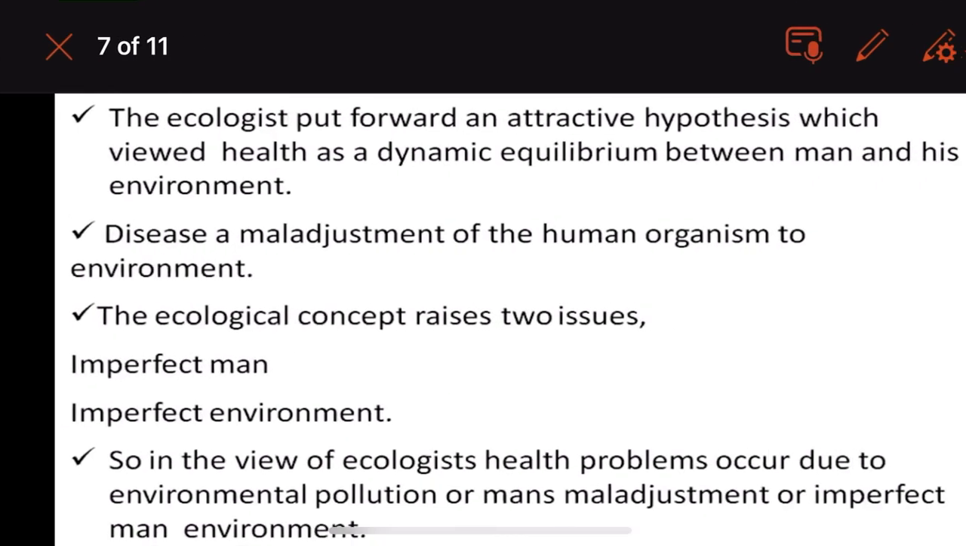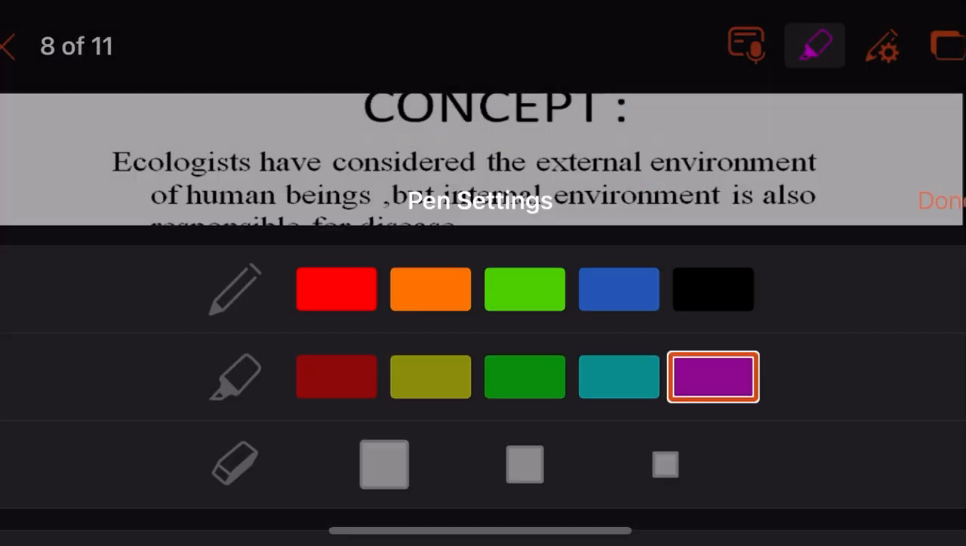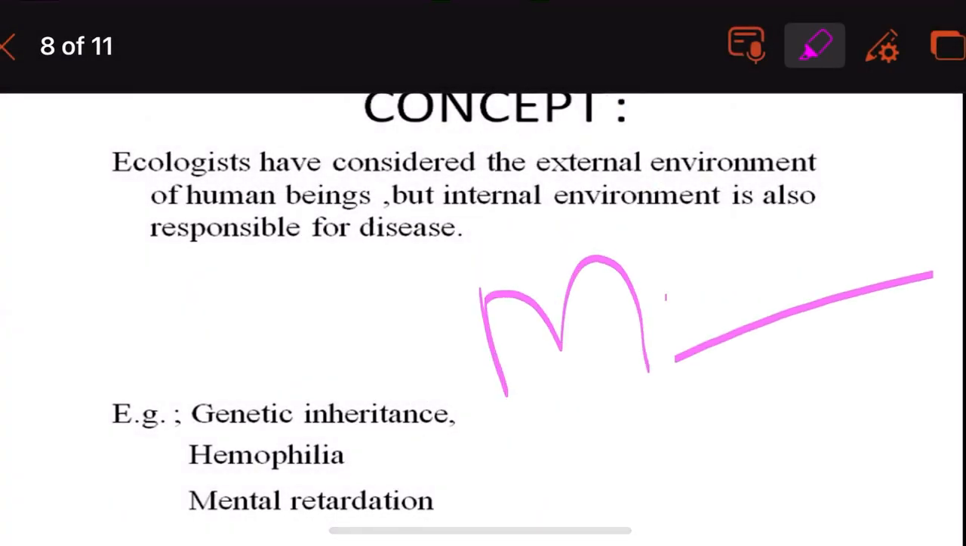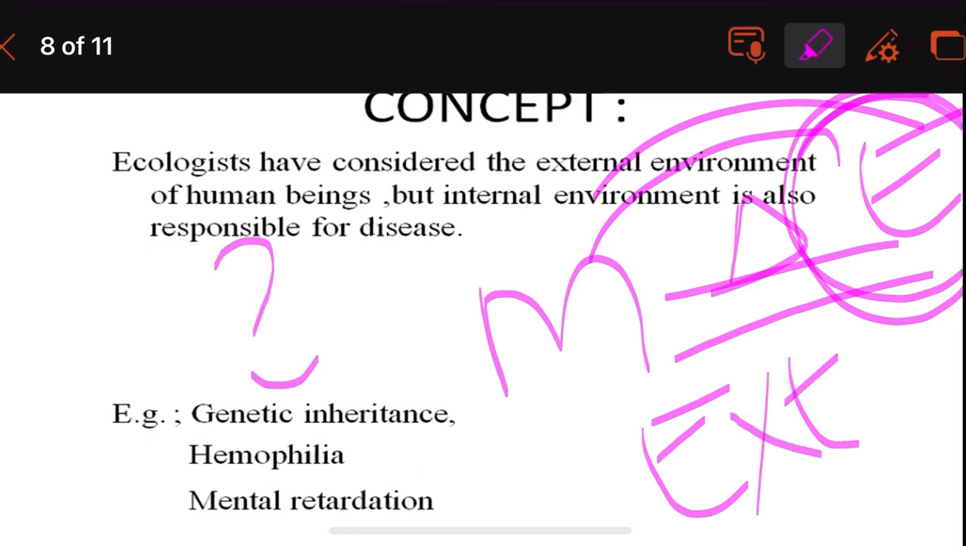Clear, guys? Now let us see the criticism it faced. It deals with the external environment of the human being. Now what about the internal environment? They focused only upon the external environment. All they told was the equilibrium between man and the environment, so they were totally focusing upon the external environment. What about the internal environment was the criticism faced.